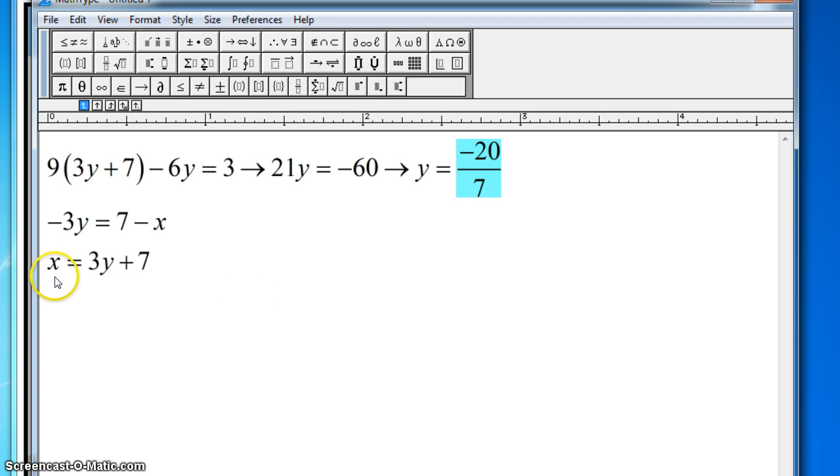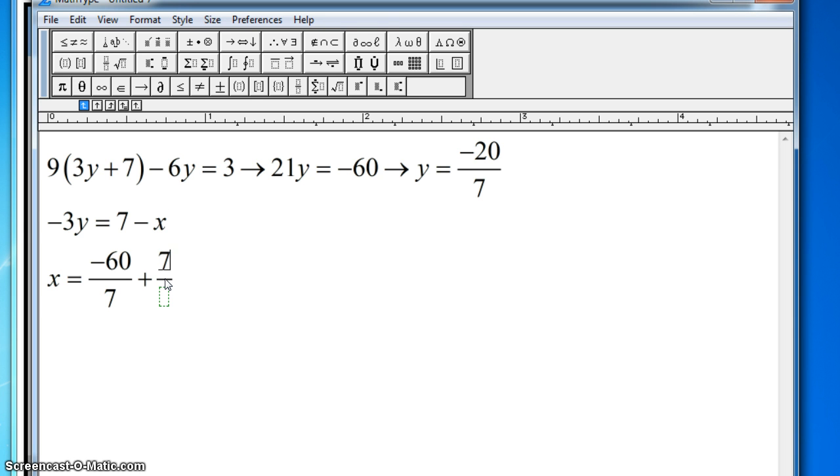And then we already have an equation where x equals 3y plus 7, and we know what y is. This is the equation from the second equation, but we already solved for x. So just put in negative 20 over 7 plus 7. Again, this is kind of ugly. What do we get? Well, we'll get 60 on the top with this 3, so negative 60 over 7. And then 7 over 7 is going to be 7 squared.